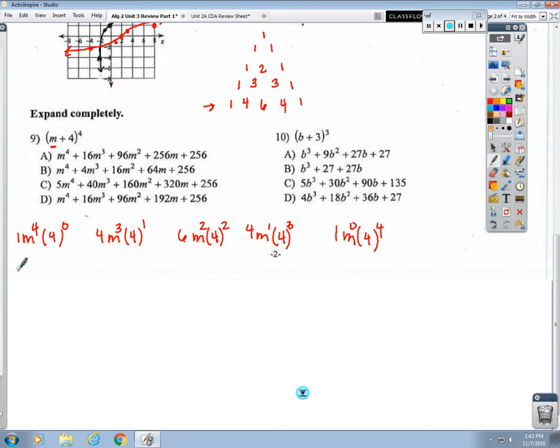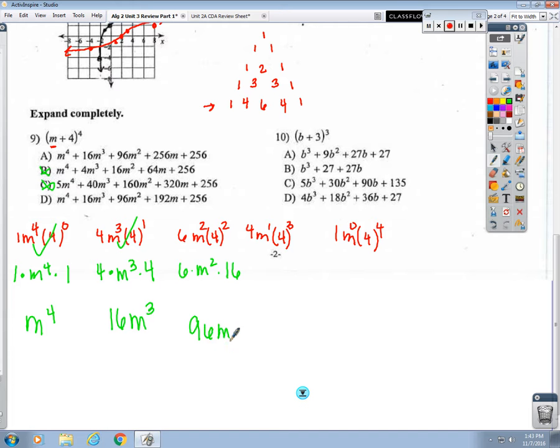Okay, so now look. We have a 1 times an m to the 4th times a 4 to the 0, which equals what? 1, right? What's 1 times m to the 4th times 1? m to the 4th. That can go ahead and eliminate which choice? C. The m to the 4th term should not have a 5. Okay, so we're done with term 1. Now let's go to term 2. I have a 4 times an m cubed times a 4, which becomes a 16m cubed. Right, that eliminates B.